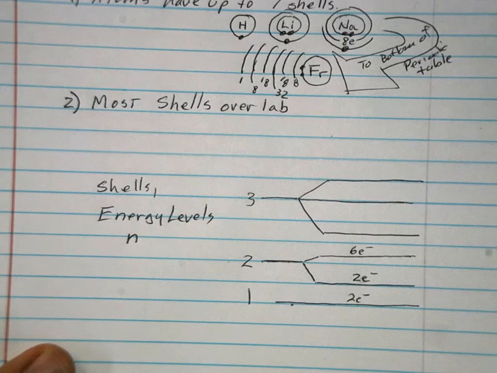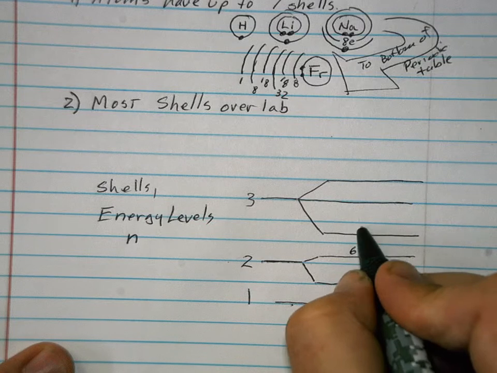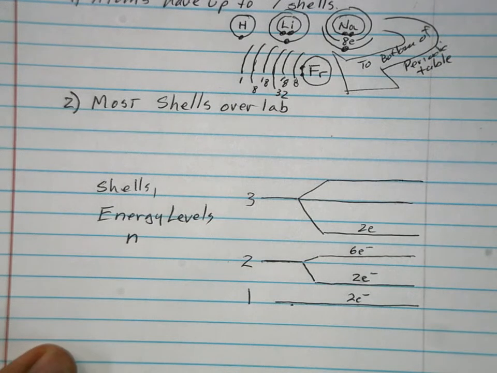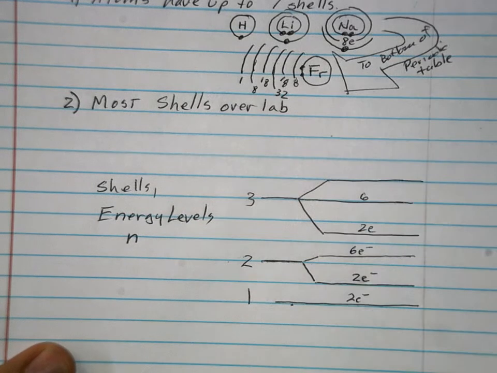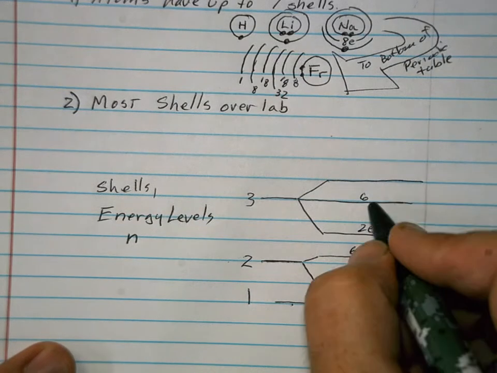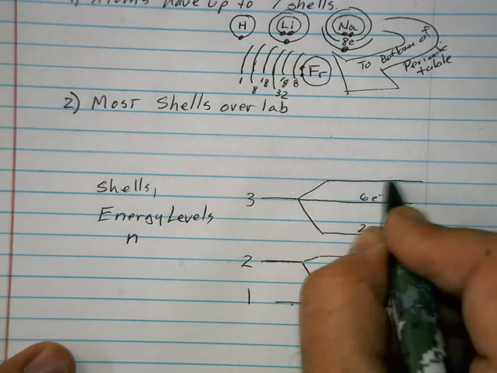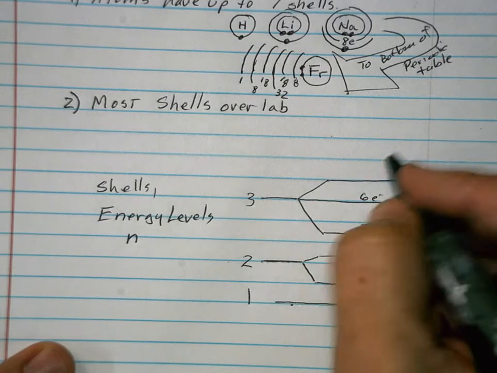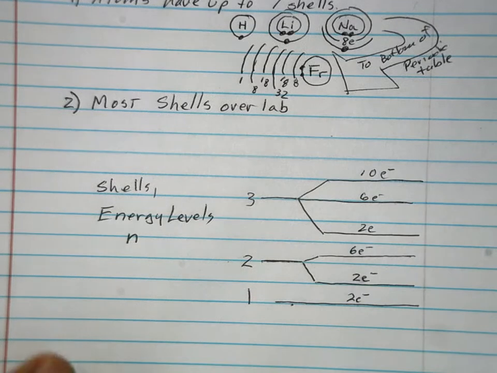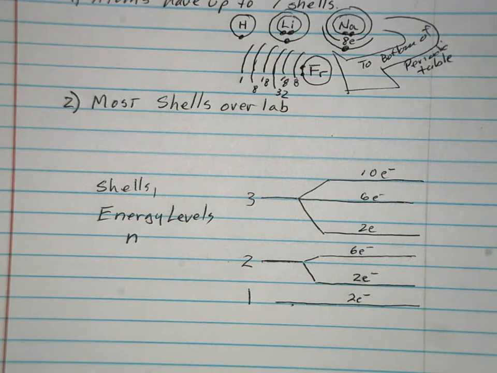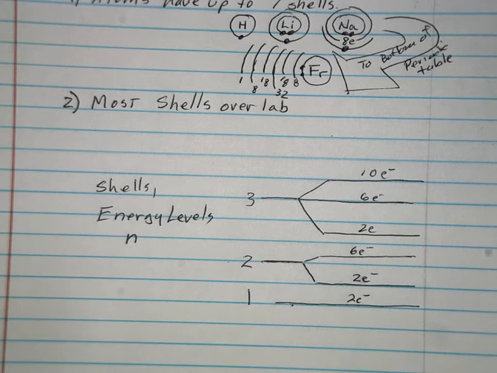So you can have 2 electrons in this one. You can have 6 electrons in this one, and then this one right here, this is a big one. It can have up to 10 electrons inside of it. So far it's like, okay, there's not a problem. I can get this. It's not too confusing.